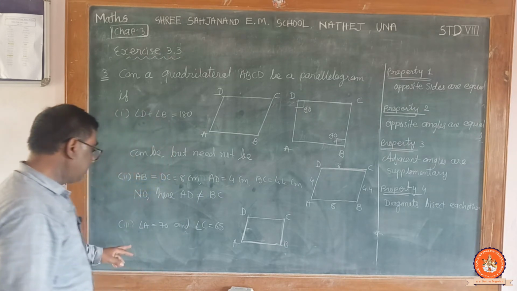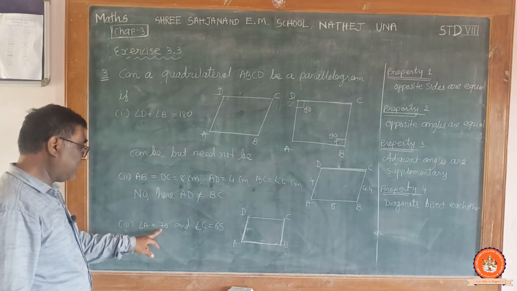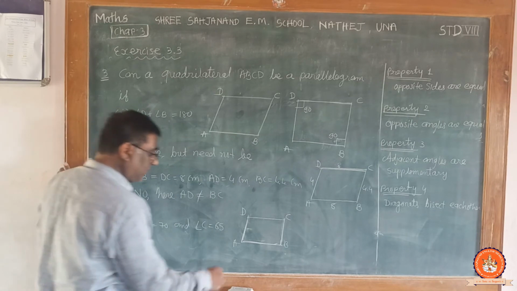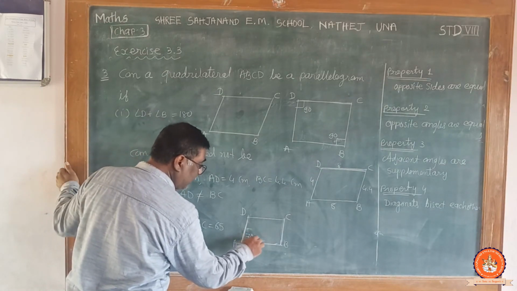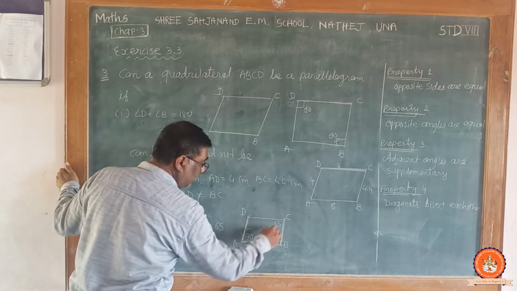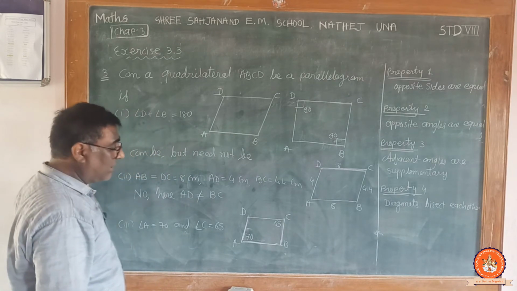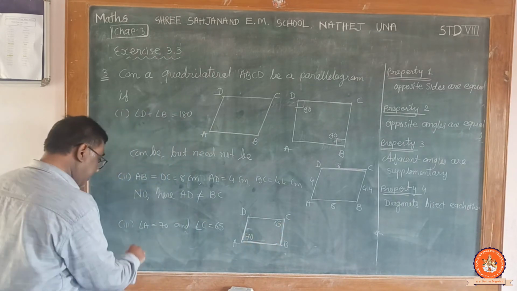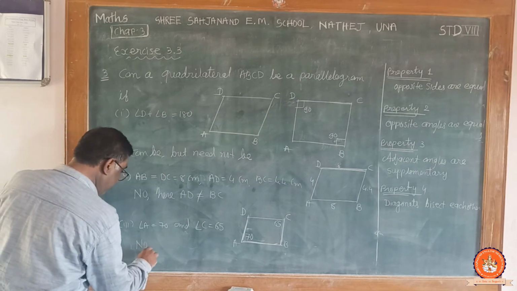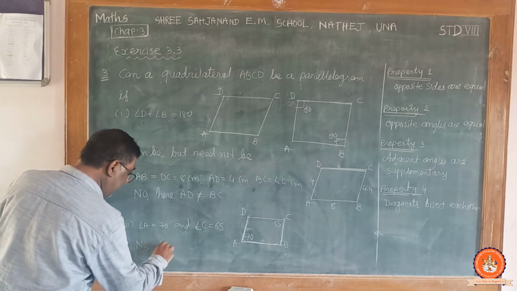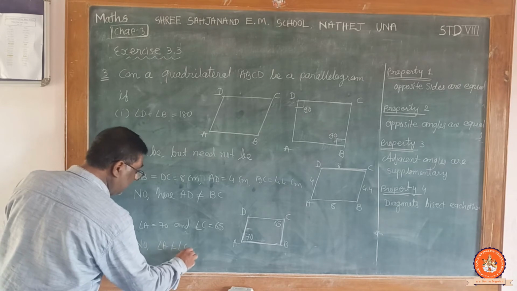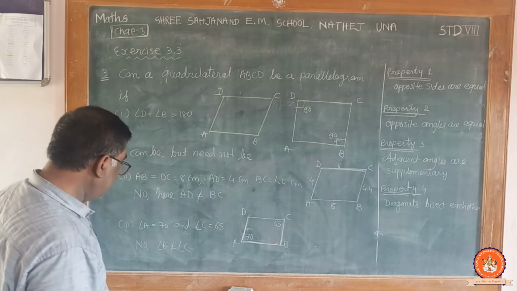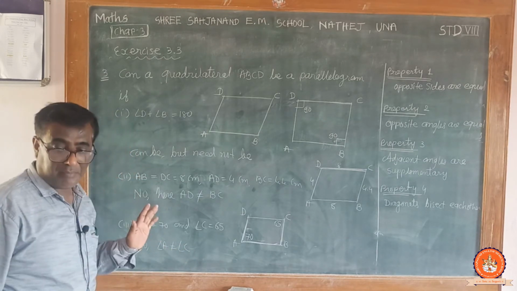Now third one, angle A is equal to 70 and angle C is equal to 65. A is equal to 70 and C is equal to 65. ओके, ये पैरेललोग्राम बनने के लिए ऑपोजिट एंगल इक्वल होने चाहिए. So it cannot be, no, because angle A is not equal to angle C. इसलिए यह पैरेललोग्राम नहीं हो सकता.